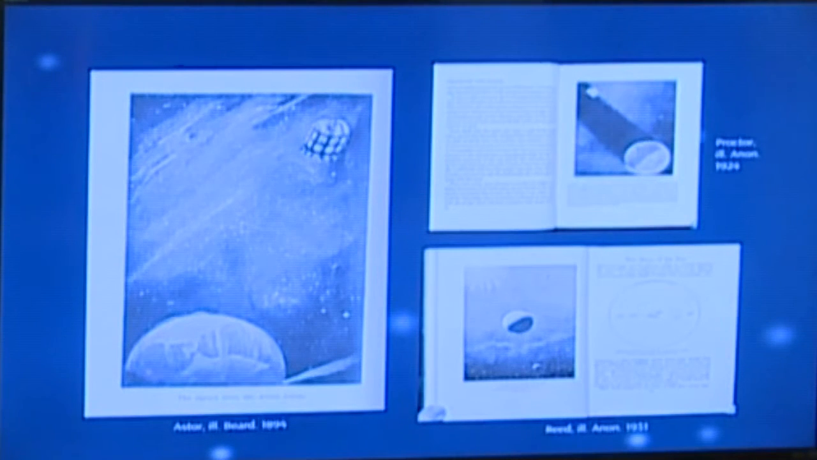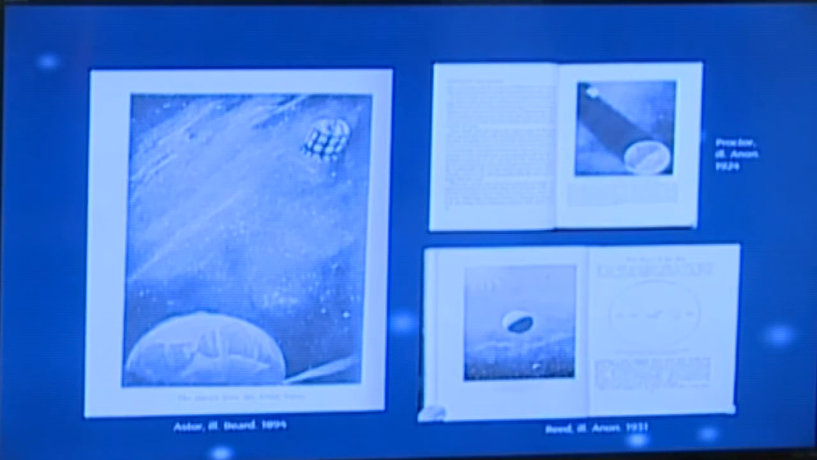Mary Proctor's The Children's Book of the Heavens from 1928, and The Stars for Sam by W.M. Reed from 1931. And here you can actually see some clouds. If you look at the Astor picture, which is the big one, the description says the signals from the Arctic Circle, so they need to find out where they're going to land, and the signal helps them with that.